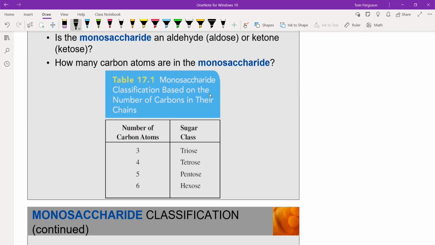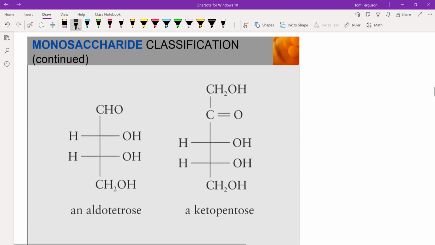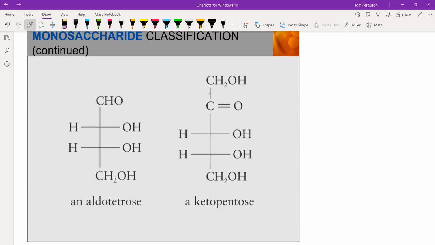Most of the time we're looking at these two. Glucose is a hexose because it has 6 carbons in it. Pentoses have 5 carbons in it. Aldotetroses have an aldehyde in them. Ketopentoses, for example, have a ketone in them. Like fructose, for example, is a ketohexose.